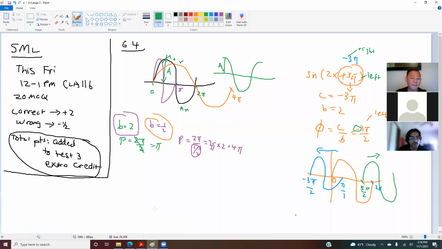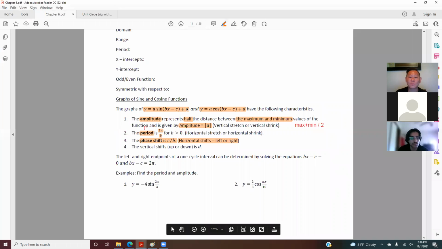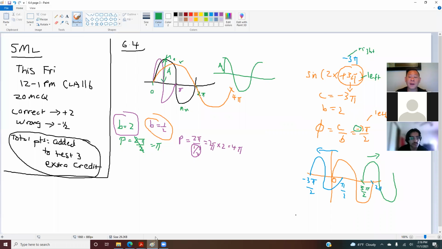And the last thing we have in this is the D. What does D mean? D means that you just move the graph up or down. So if you have a D of 2, you just move this graph up 2 units. If D is negative 2, you just move it down. So all the points move down.